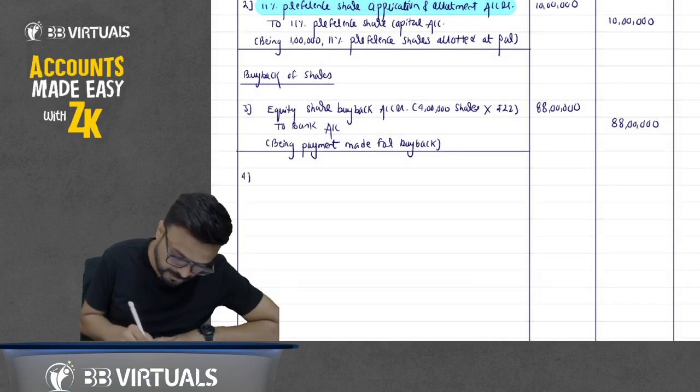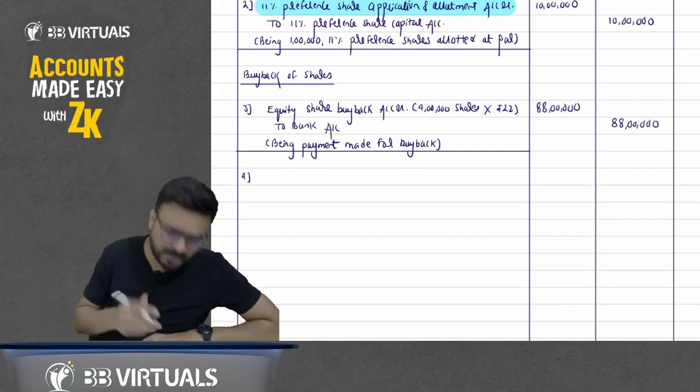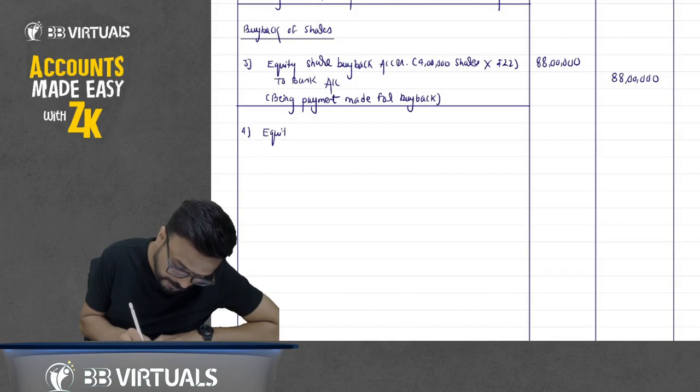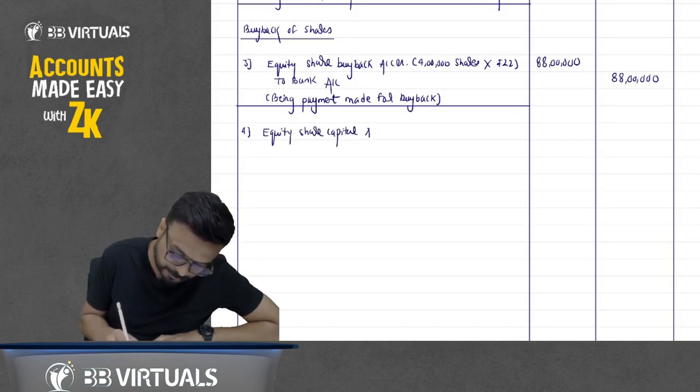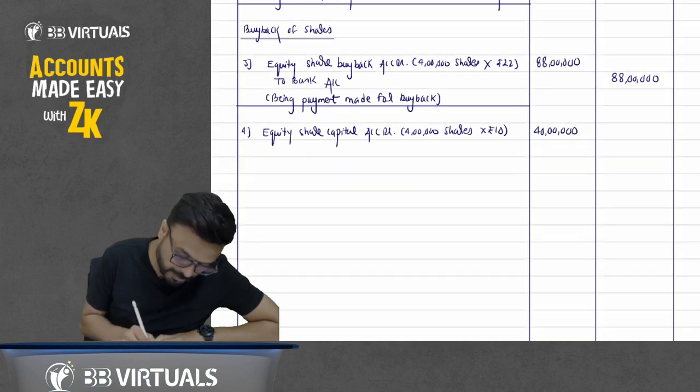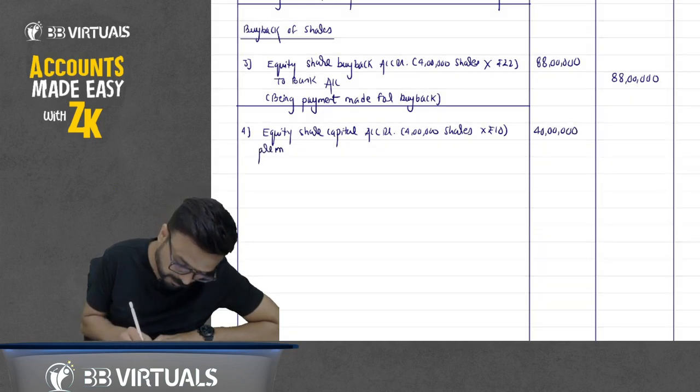Now we have to cancel the shares, so decrease in capital, debit. Same entry for this buyback. Now equity share capital account debit, 4 lakh shares. What is the face value of a share? Rupees 10. 40 lakhs. Then premium on buyback. Premium on buyback account debit.